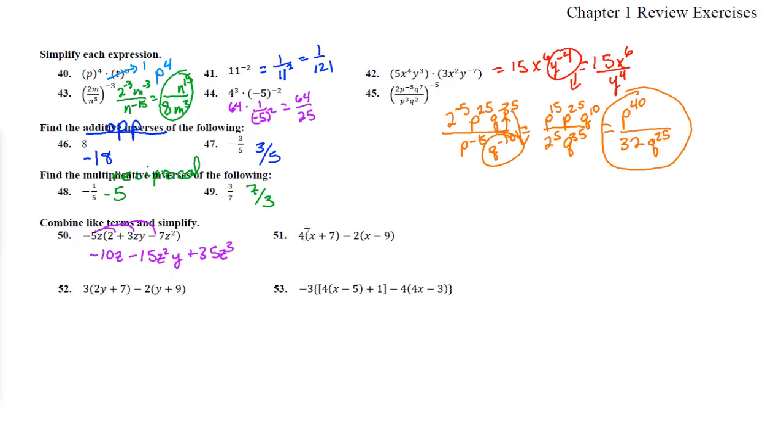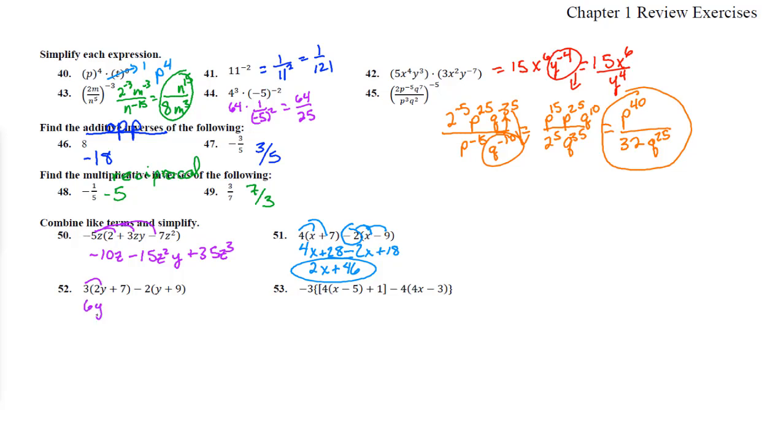All right, number 51. There are x's, but you can't put them together because this guy is stuck inside this set of parentheses, and that's stuck in that set of parentheses. So when we distribute, the parentheses will be gone. 4x plus 28 minus 2x plus 18. Make sure you're okay with that plus 18. This is a negative 2 that jumps in there. So we get 2x plus 46. There we go.